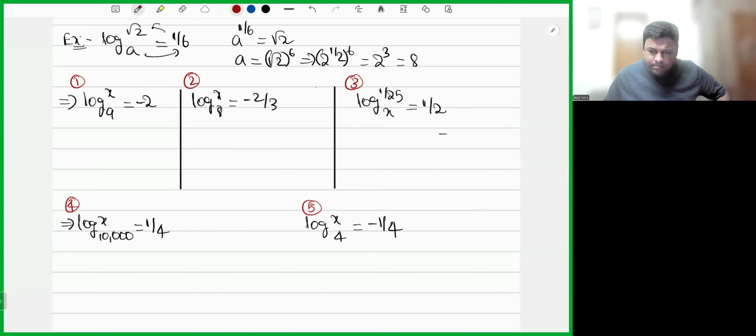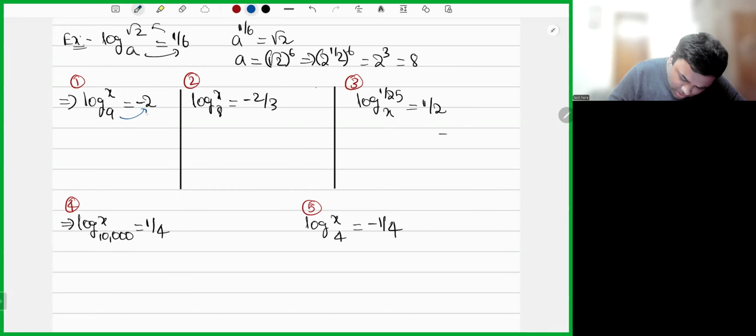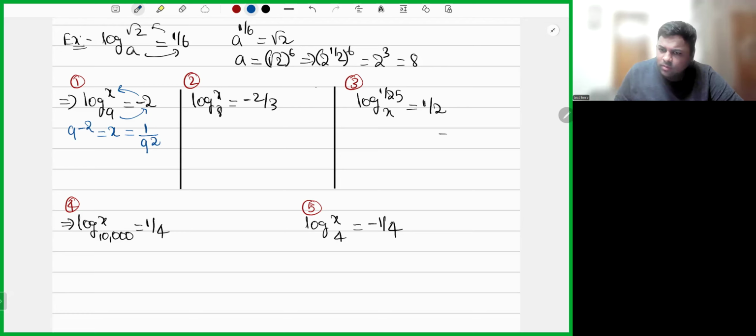Okay, let's solve them. It's simple, my dear friends. We need to convert these logs back into numbers. Cross product again: 9 power minus 2 is equal to x. What is 9 power minus 2? It is 1 by 9 square, since a power minus m is 1 by a power m. That is nothing but 1 by 81.